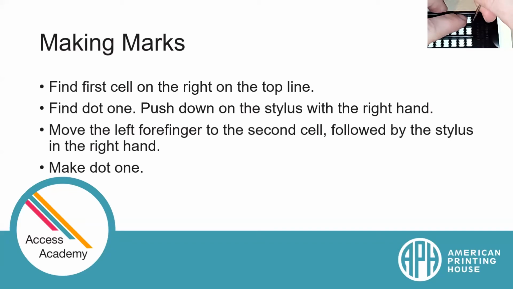Move your left forefinger to the second cell. Follow it with the stylus in your right hand and make another dot 1. What you want to do now is continue all the way across whatever your first line is, making dot 1 over and over again, that upper right corner. Try to have a steady rhythm as you're going across the page, even pressure pushing down on your dot. Because when you're done, what you want to do is turn it over, remove the paper, and actually read what you've written.